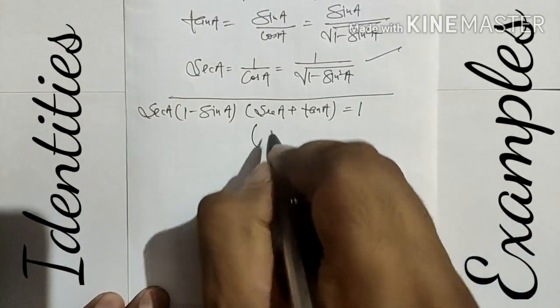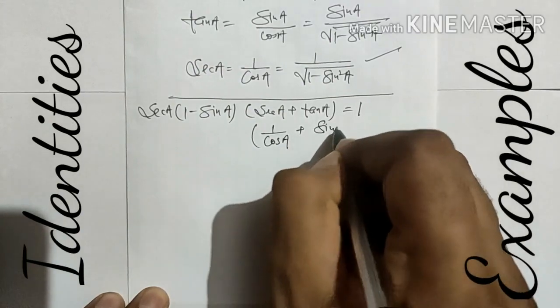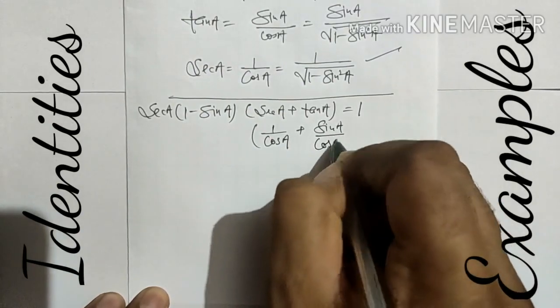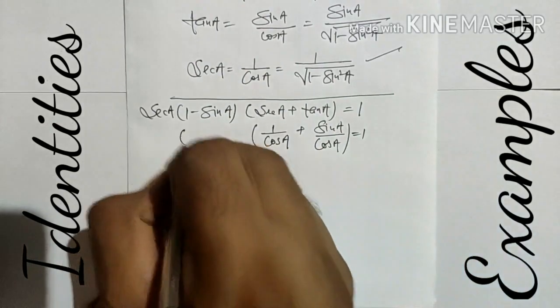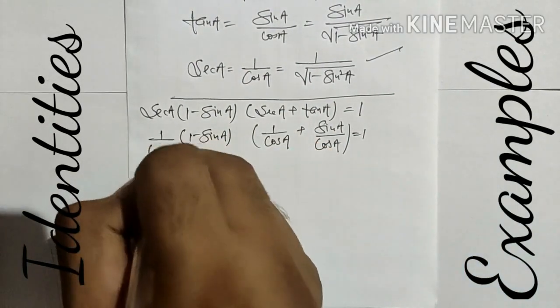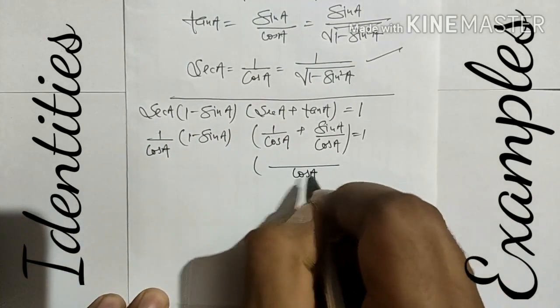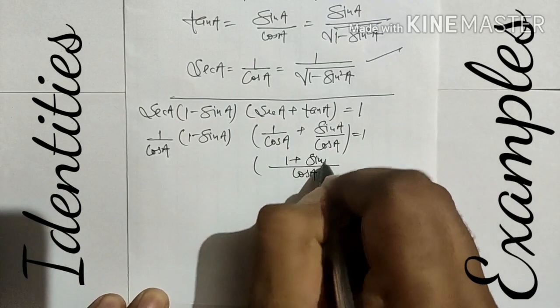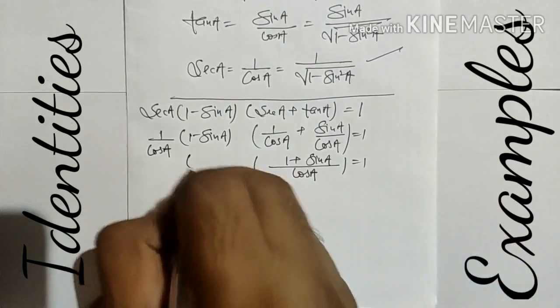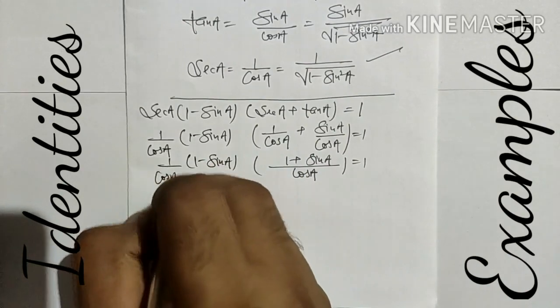So we are going to change secant A can be written as 1 by cos A, and tangent can be written as sine A by cos A. First bracket remains same and value of secant A we can write 1 by cos A. Solving this bracket by taking LCM cos A, it becomes 1 plus sine A. First bracket remains same. This is 1 by cos A.